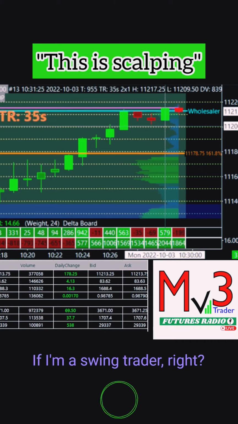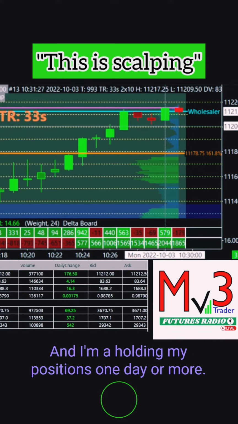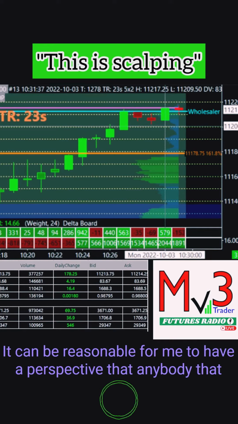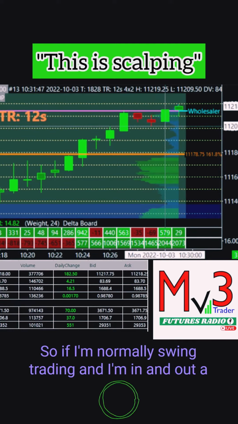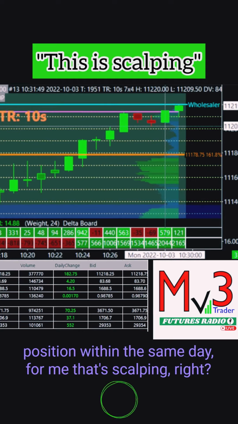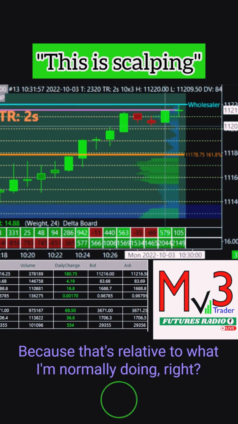If I'm a swing trader, right, and I'm holding my positions one day or more than a day, it can be reasonable for me to have a perspective that anybody that trades less than that is scalping. So if I'm normally swing trading and I'm in and out of a position within the same day, for me, that's scalping, right? Because that's relative to what I'm normally doing, right?